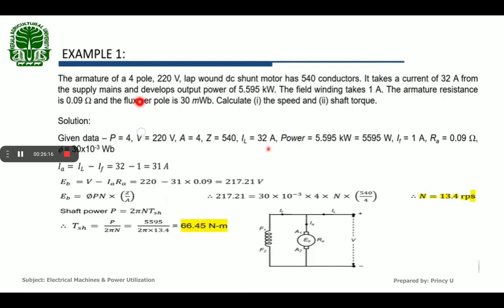And it develops output power. The output power is given in kilowatts, 5.59 kilowatt. You have to convert it to watts by calculation: 5,595 watts is the power. And the field winding current IF is given as 1 ampere, and the armature resistance is 0.09 ohm. The flux per pole is 30 milliweber. It is given in milliweber, so multiply it by 10 raised to minus 3 to get weber. Okay, so these are the given values. Calculate the speed and shaft torque.